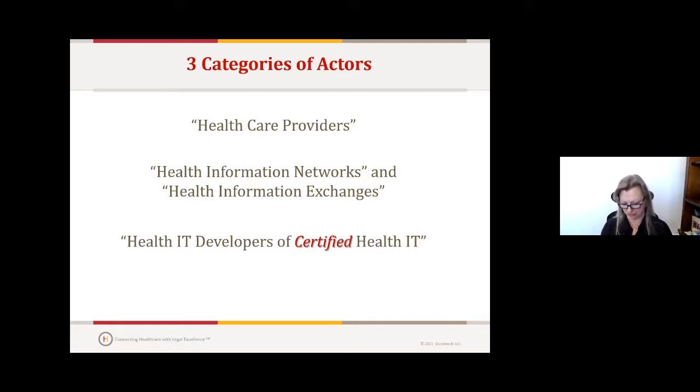Let's do a real quick review of the fact that there are only 3 types of actors that have to comply with this rule. A healthcare provider, and these are all legally defined terms, so we'll need to take a look real quick at the definitions. If you are a healthcare provider, that means individual or organizational level, or a health information network or exchange, which is a very specific defined term, or you're a health IT developer of certified health IT.